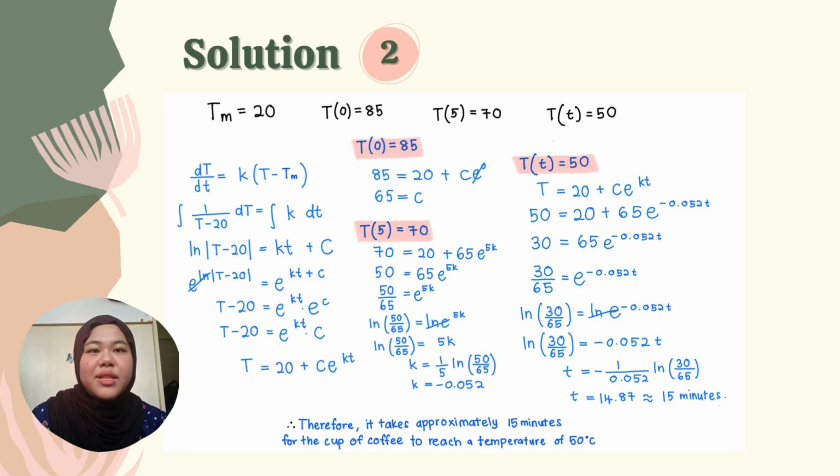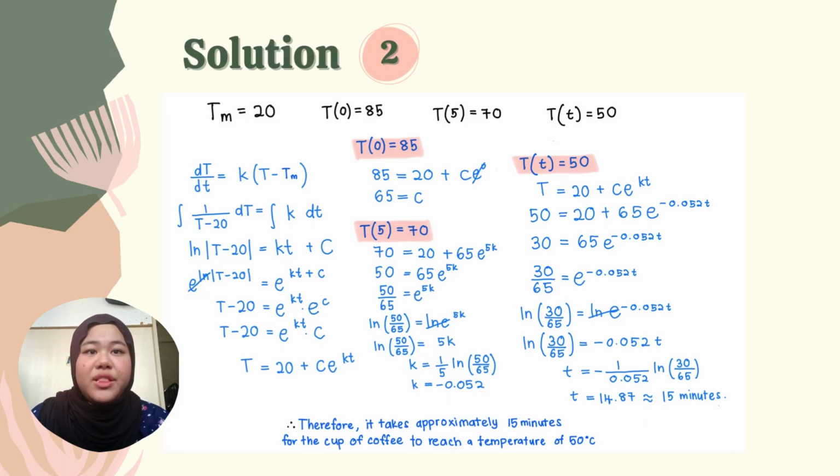Now, using the same mathematical model from question 1, we will substitute all the information and rearrange it. And then, we will integrate on both sides. Later on, we will simplify and we will get T equals 20 plus Ce to the power of kt. Now, we will use T of 0 equals 85 and substitute it into our newest equation. And then we will get C equals 65. Using the same equation, we will substitute T of 5 equals 70 and we will also substitute the value of C. After simplifying it, we will get k equals negative 0.052.